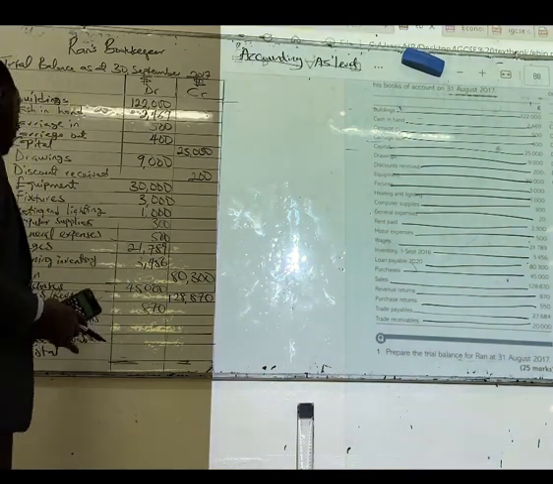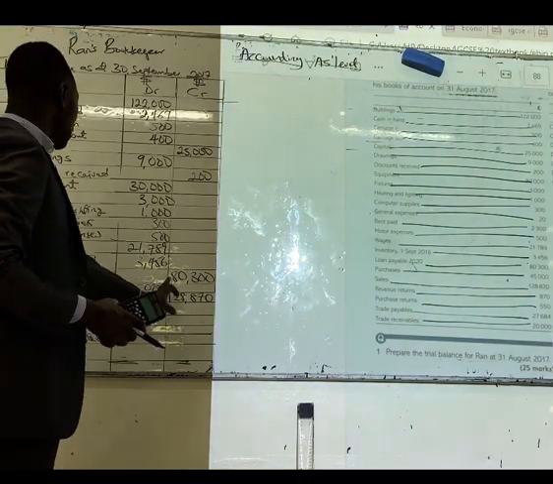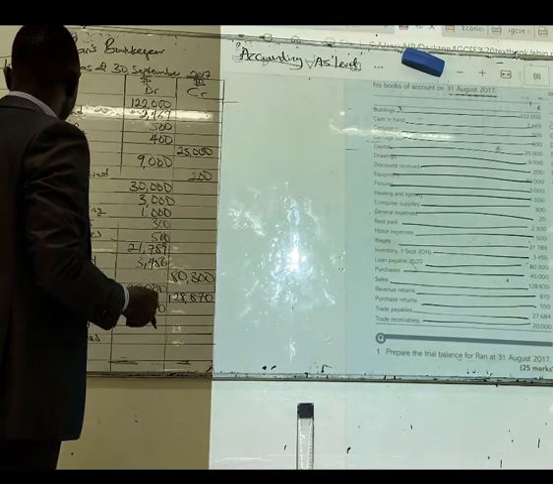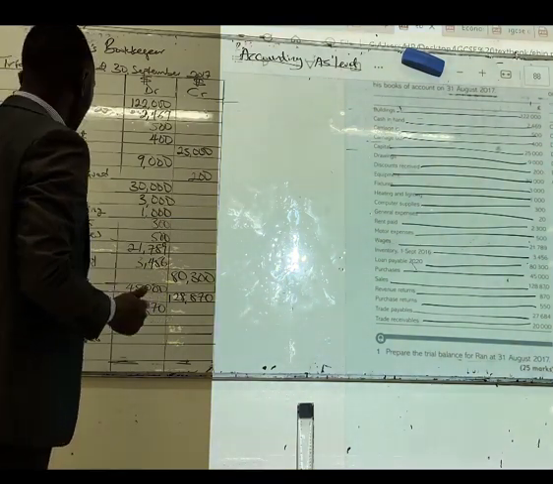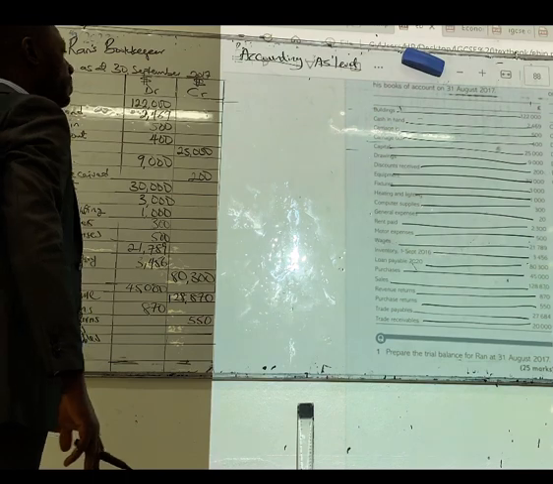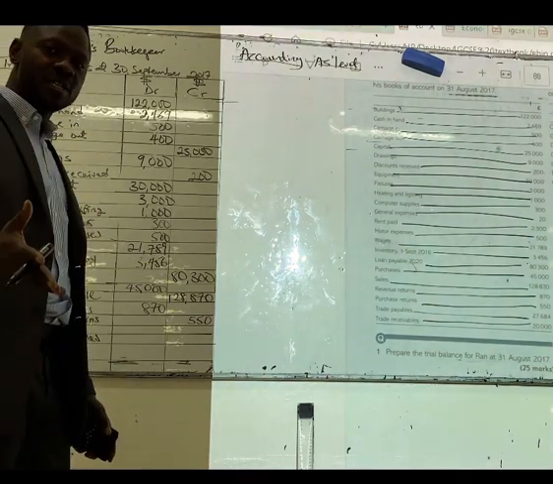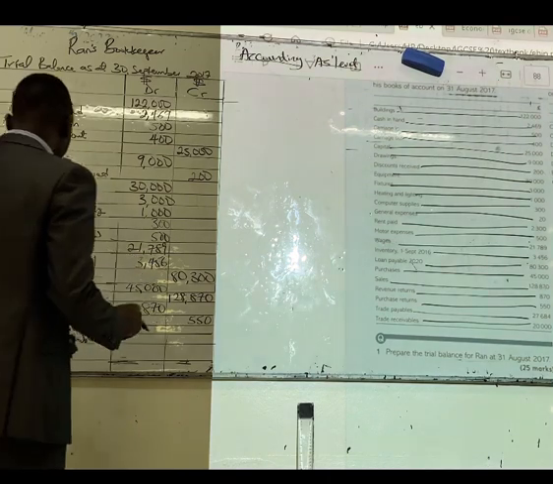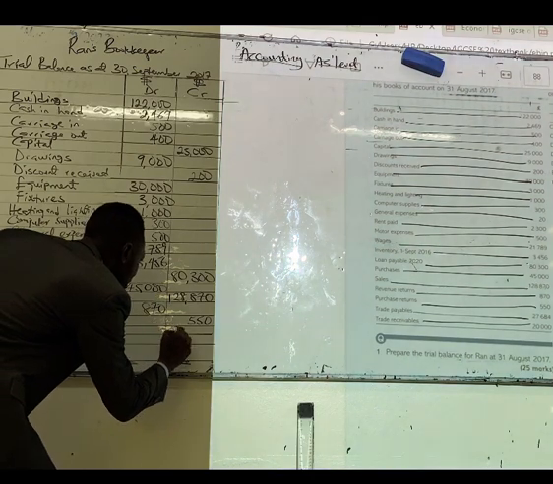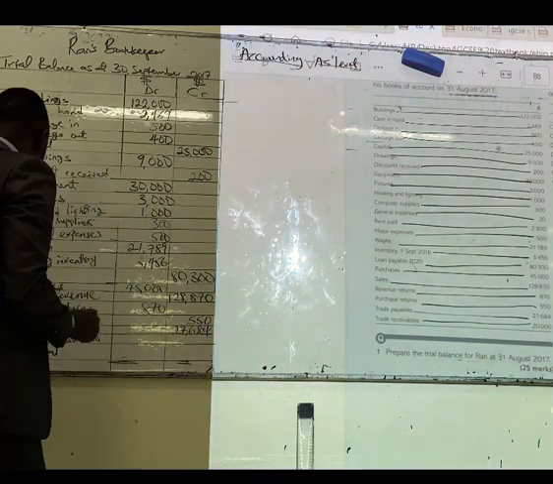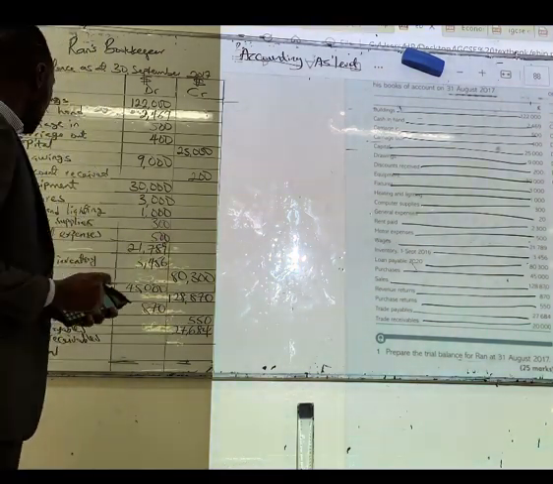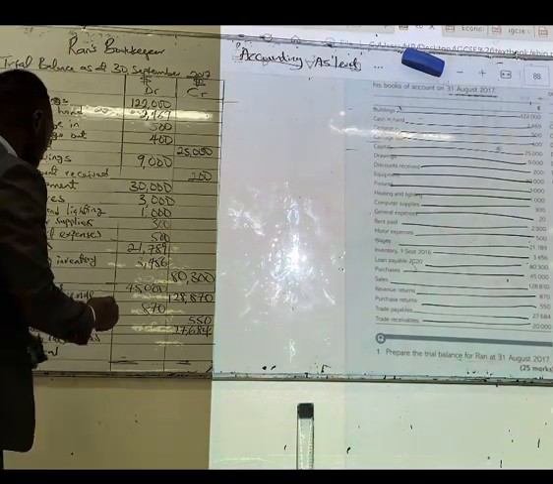Then we have purchases returns. Purchases is on the debit side of our trial balance, then purchases returns will be on the credit side of our trial balance. So it's going out of the business. Purchases returns 550. Then we have trade payables. Trade payables are current liabilities. So it's going to be on the credit side of our trial balance. Trade payables 27,684. Then we have trade receivables, which is a current asset. It's going to be on the debit side of our trial balance, 20,000.